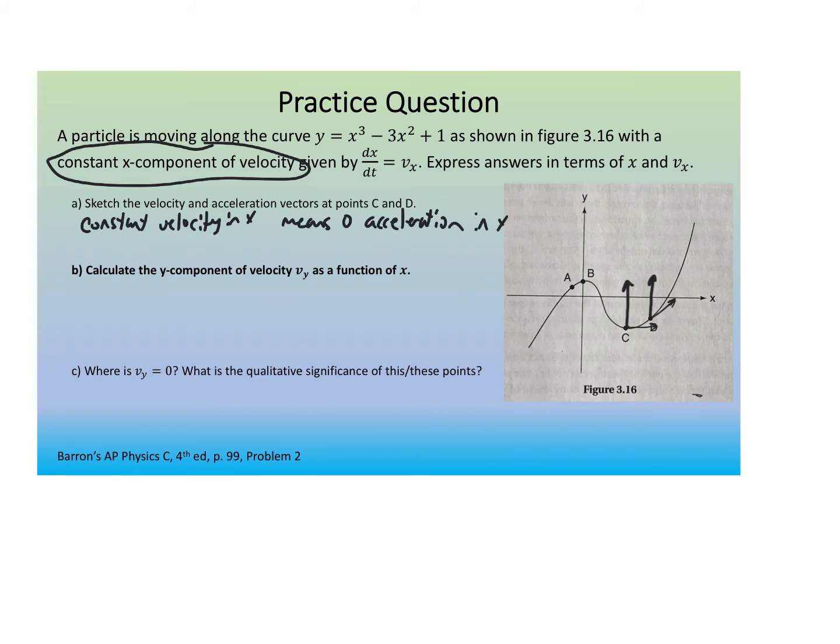But this is where we get into the calculus piece of it. We want to calculate that y component of the velocity as a function of x. So if we want the velocity of the y component, then we need to take the derivative of our position function, y equals x cubed minus 3x squared plus 1. Now, when we take the derivative of that, remember, we're tracking this movement over time. And so we want to find dy/dt.